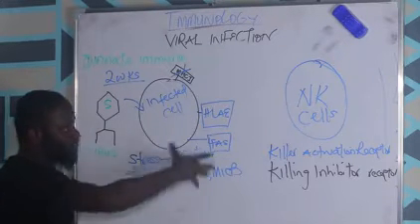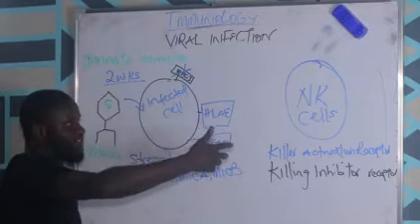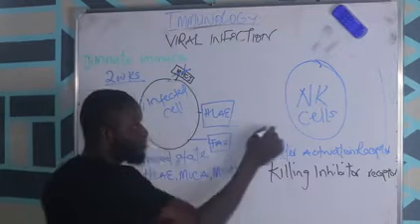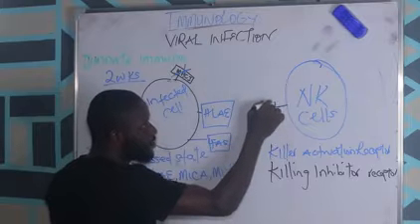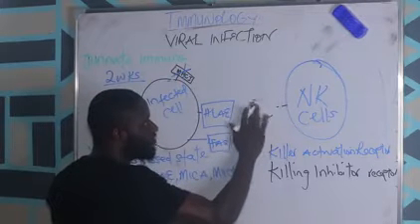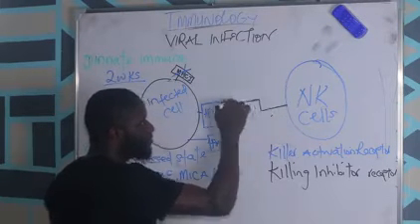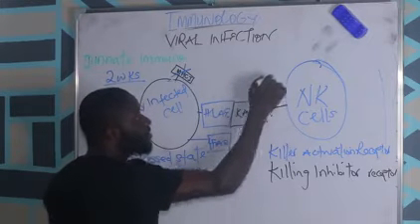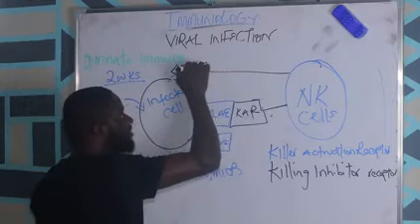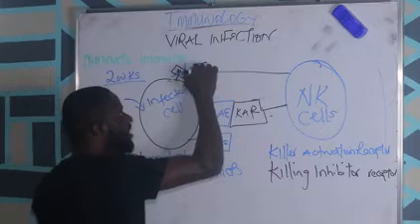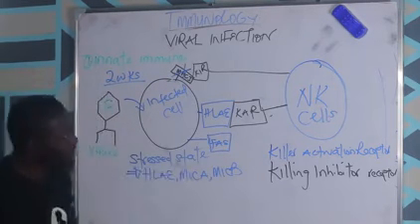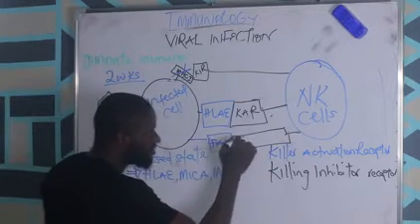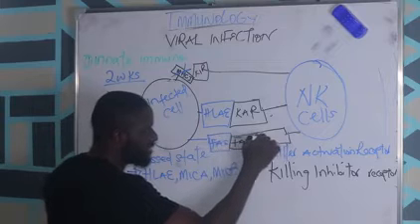But do not forget, before the NK cell is activated to do the killing, they have to bind to the infected cell. On the body of the NK cell, we have the KAR, and we have the KIR, and we also have the FAS ligand.